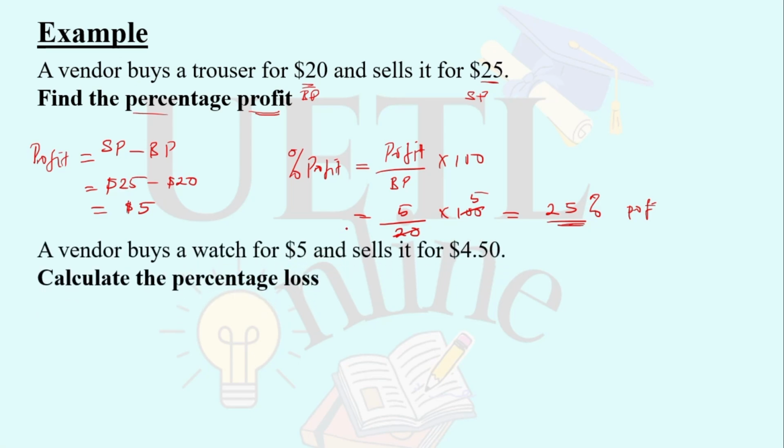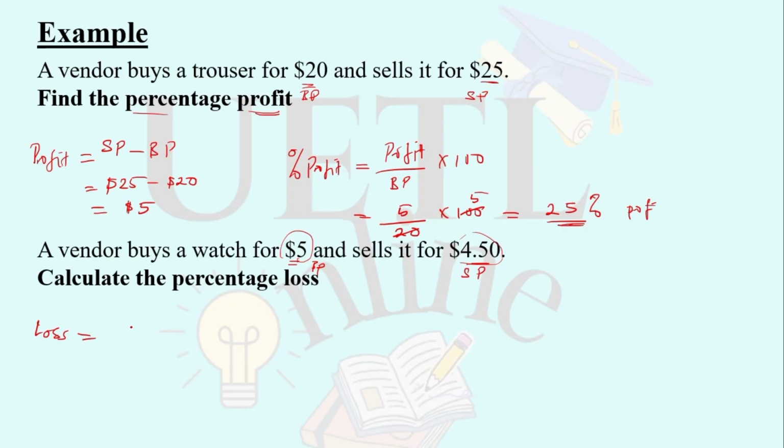The next example is saying that a vendor buys a watch for $5 and sells it for $4.50. Calculate the percentage loss. You can see that here he buys a watch for a higher price and he sells it for a lower price, so here we have a loss. This is our buying price and this is our selling price. Now we just have to find the loss first, then find the percentage loss. So let's go on and find the loss.